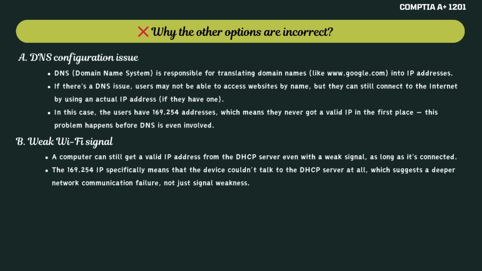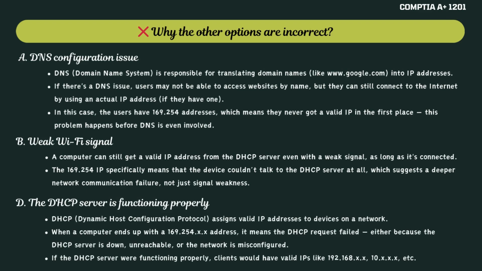B. Weak Wi-Fi signal. A computer can still get a valid IP address from the DHCP server, even with a weak signal, as long as it's connected. The 169.254 IP specifically means that the device couldn't talk to the DHCP server at all, which suggests a deeper network communication failure, not just signal weakness.